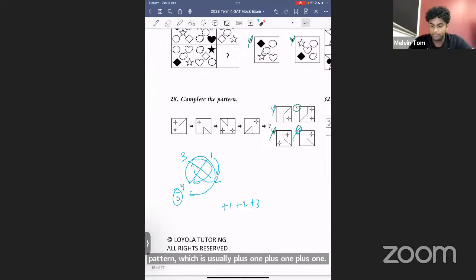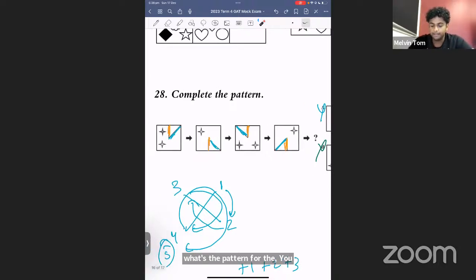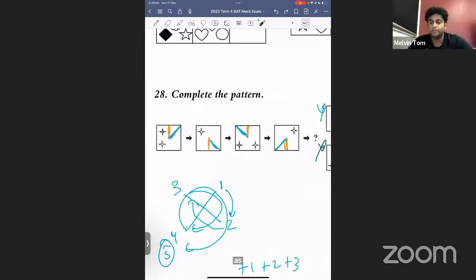Isabel asked me what's the pattern for the orange line. The orange line, it just goes up, down, up, down, up, down. Do you understand, Isabel? Isabel? Okay.